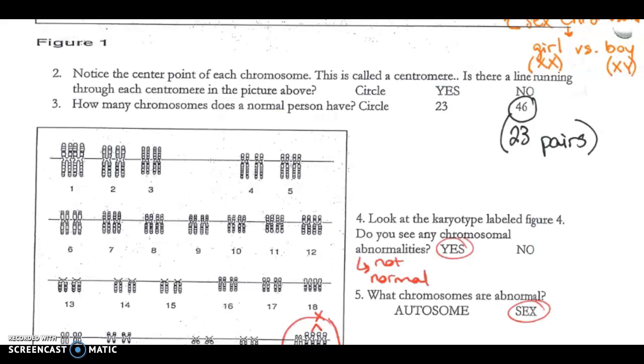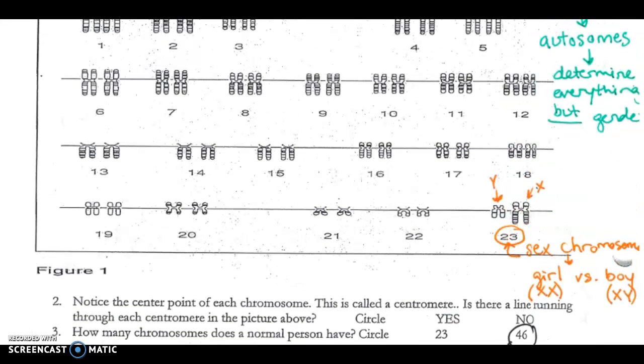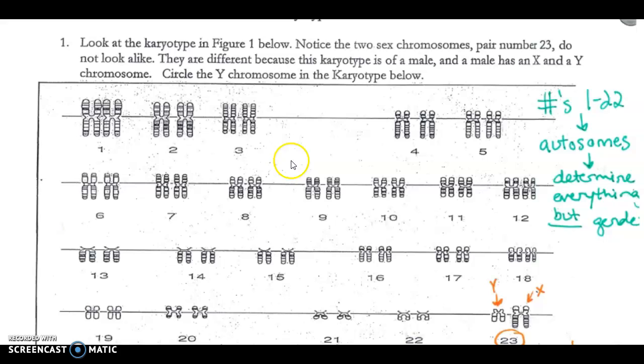So notice the center of each chromosome. They're held together by the centromere. Is there a line running through each centromere in the picture above? Yes or no? Yes, it lined them up by their centromeres, and the lines run through those centromeres.